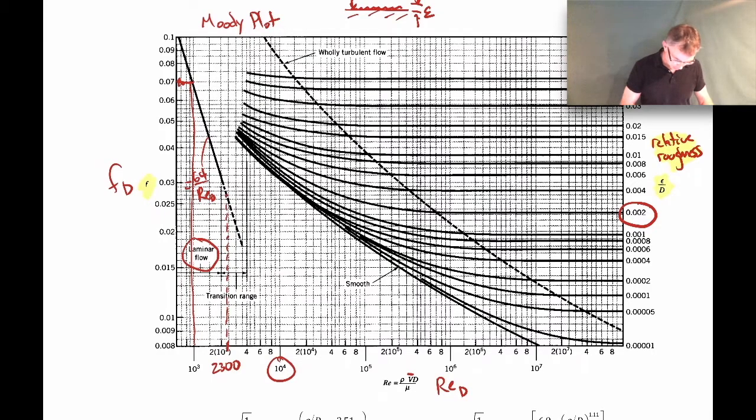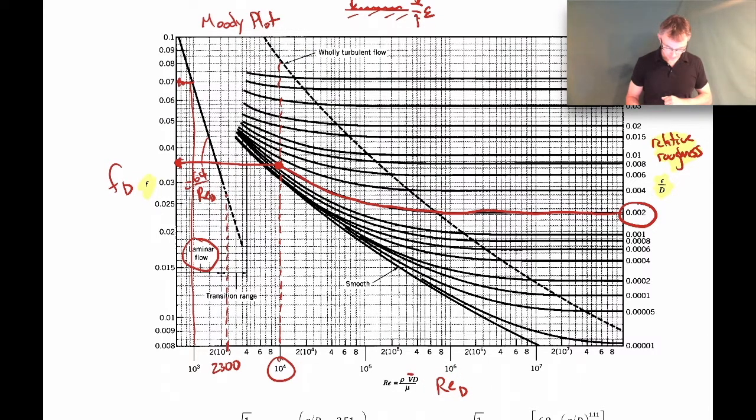So the way this works is we go up here on the Reynolds number axis, and then we also come over on the relative roughness line. We just follow that, and you'll see that it curves upward. We see where those two intersect, and then we come over horizontally and read off the friction factor. So the friction factor in that case would be like, I don't know, 0.035, something like that. So that's how you use the Moody chart for turbulent flows. For a turbulent flow, it depends on the Reynolds number and the relative roughness.